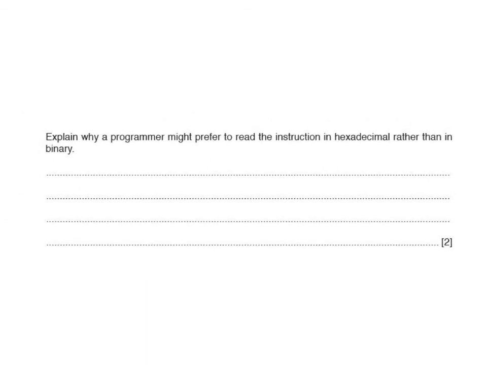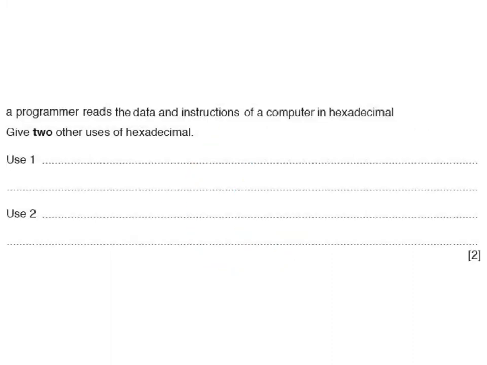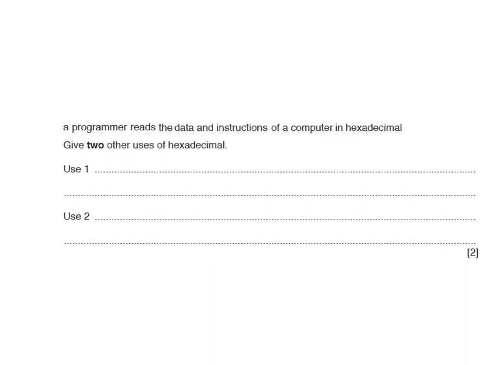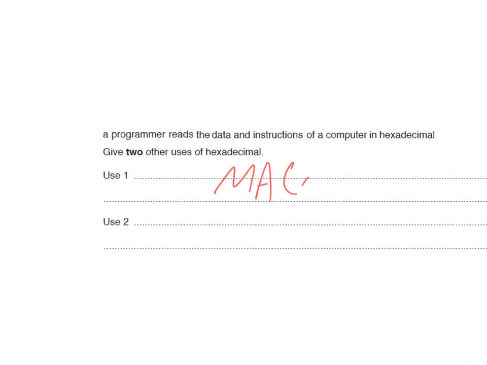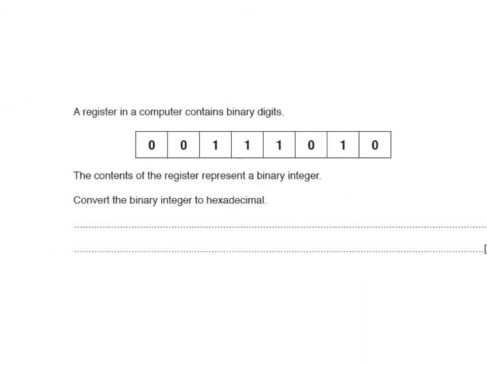Explain why a programmer might prefer to read the instruction in hexadecimal rather than binary. Same as all the reasons we just wrote a few questions ago. Have a look at that one. Two other uses of hexadecimal. We looked at that one. MAC addresses, data instructions, hexadecimal. So that's obviously instructions. So the other one then could be HTML color codes. I guess we already answered one too, so we'll skip it next time.